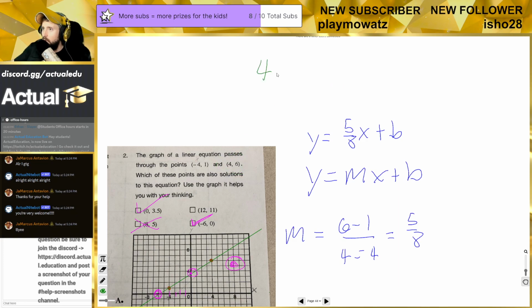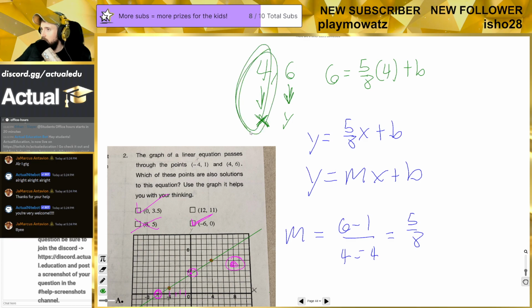Do you see 4, 6? Which point does that correspond to? X or Y? This is x. And what is the 6? Y. Okay. So I'm going to plug these into here and see what happens. Look, 6 is equal to 5/8 times 4 plus b.